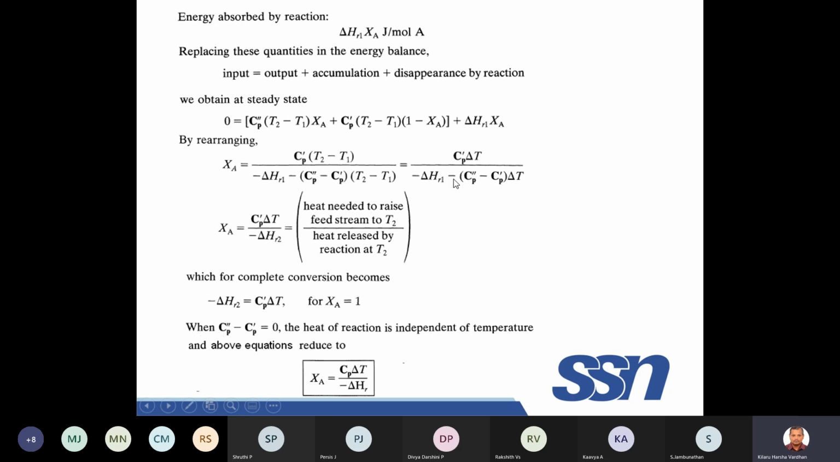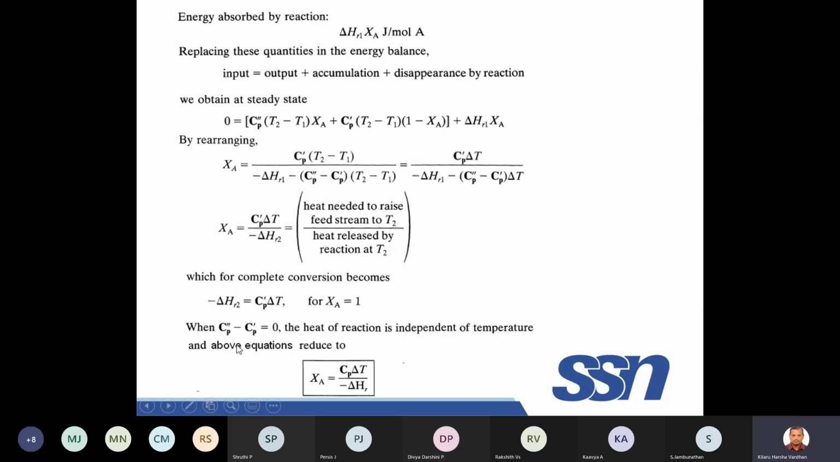and then the integral of delta Cp dT is nothing but delta H R2. Delta H R2 is the heat released by the reaction at T2, and Cp dash delta T is nothing but the heat raised in the feed stream, right? So if these two are equal, then your XA becomes 1. That's the important thing. That heat released, that is minus delta H R2, the heat of reaction at temperature T2, becomes this Cp dash delta T. Then your conversion becomes 1.